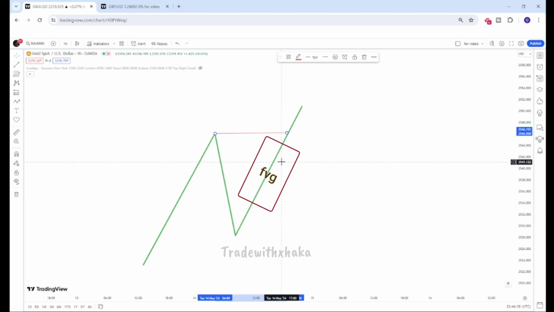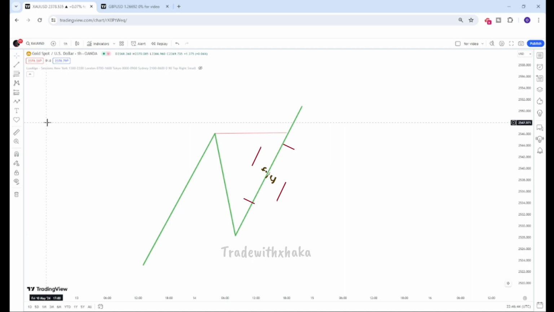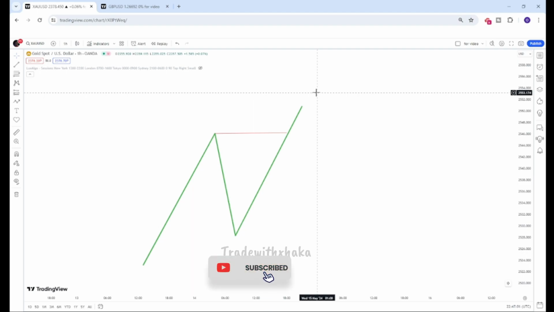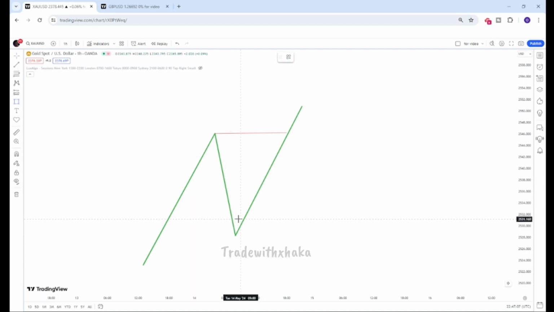Once the fair value gap is there, how do we mark our demand zone? Our demand zone may be the last candle before the fair value gap. That's how I identify it. So if you have other ways to identify that, it doesn't matter. What matters is, can you identify your demand zone? So now this is my demand zone, for example. Here becomes my demand zone.